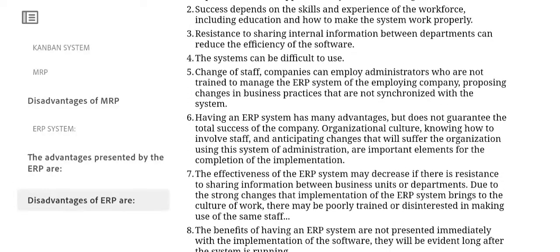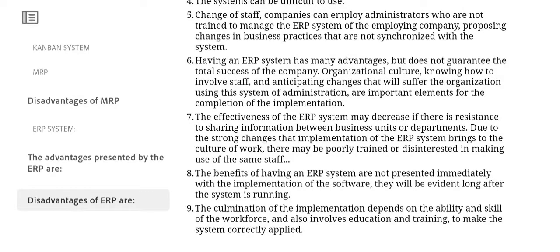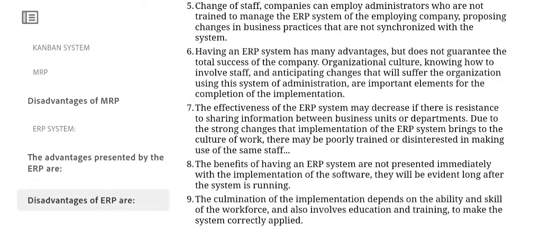Change of staff. Companies can employ administrators who are not trained to manage the ERP system of the employing company, proposing changes in business practice that are not synchronized with the system. Means what? If some staff has left, then the task assigned to that staff should be managed by another one, and that other one is not educated with the software, so that requires a lot of effort. Having an ERP system has many advantages but does not guarantee the total success of the company. Organization culture, knowing how to involve staff and anticipating changes that will support the organization using the system administration are important elements for the completion and implementation of ERP software.